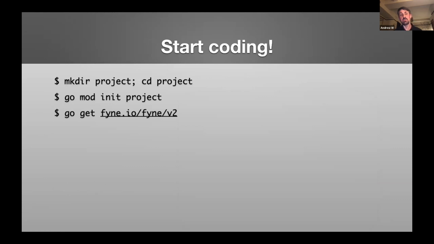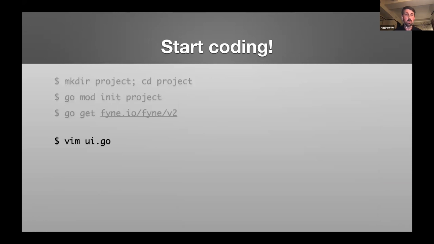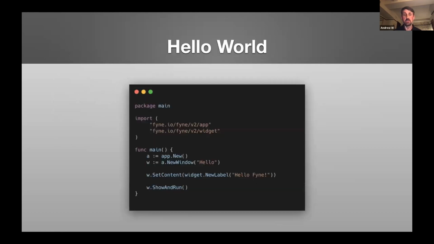Here again, if you haven't already, you'll need to start a project, init it with your module, and go get the latest V2 of the Fyne project. We moved on from version 1, I think early last year, a chance to improve the API and set up for a better future. And V2 is going to be good for a couple of years. We're going to edit a little UI.go file, and it's going to look like this. Simple hello world application. This is basically the smallest Fyne app.